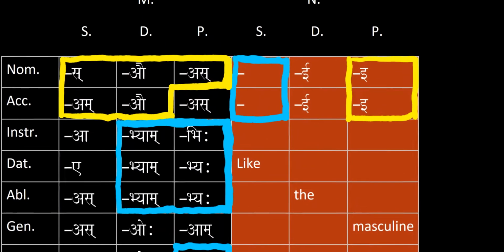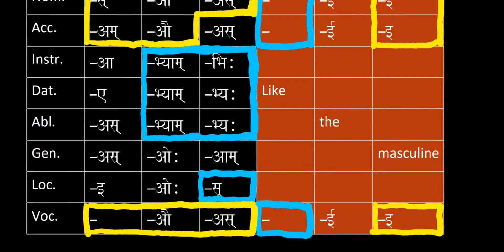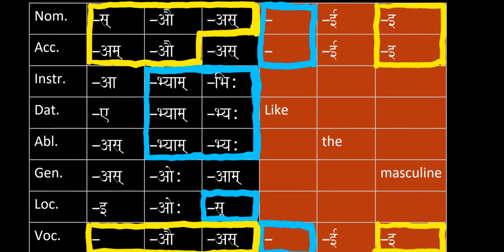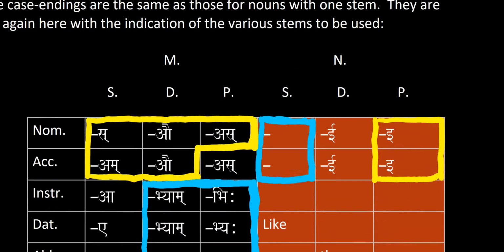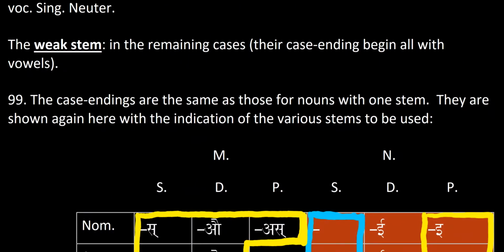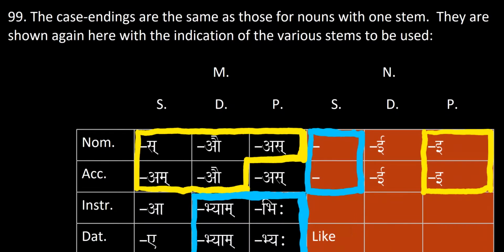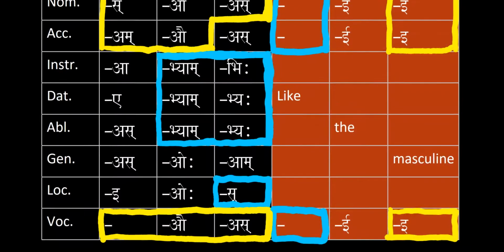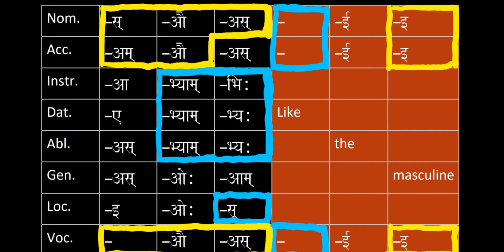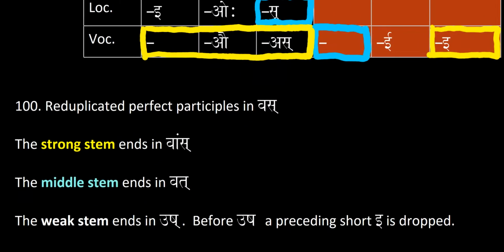Let's take a look at the neuter side. The nominative, accusative, and vocative dual begin with a vowel in that ending, so they just take the weak stem. And again, we went over that the case endings are the same as for those with one stem, only you are using them in different ways because you have three stems.